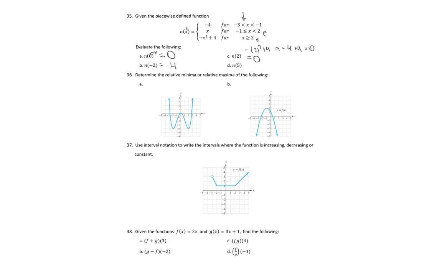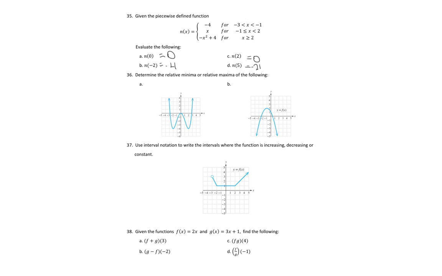And now n of 5. Well, n of 5, that's also going to be this last one. So I'll do minus 5 squared plus 4. It's going to be minus 25 plus 4, which is minus 21. And those are our answers.